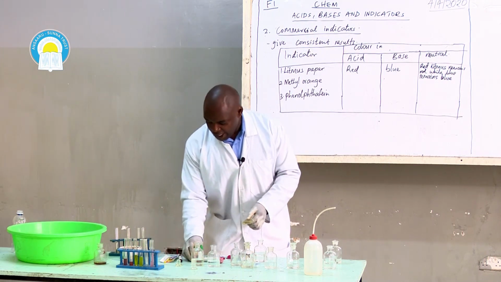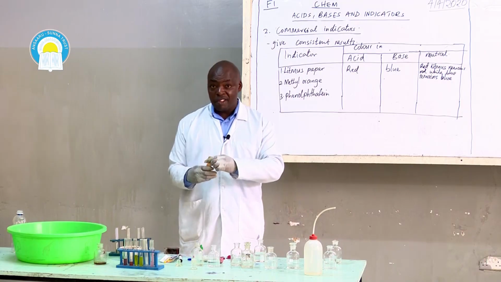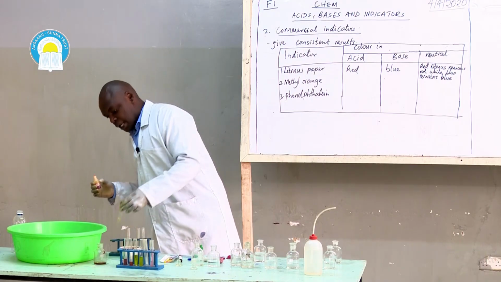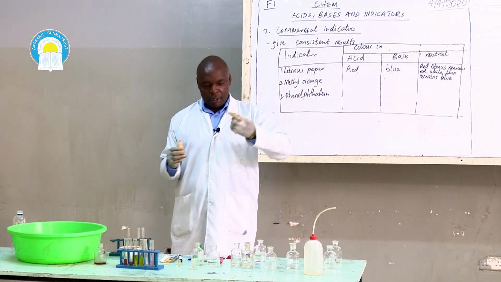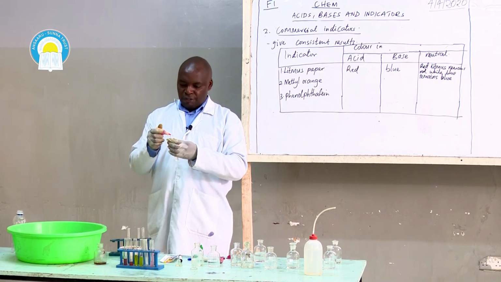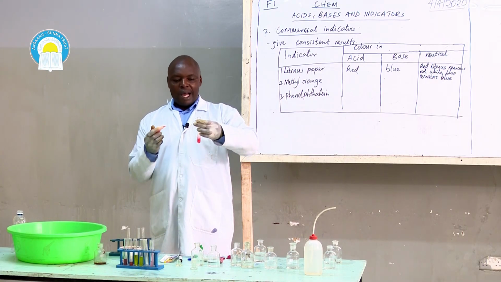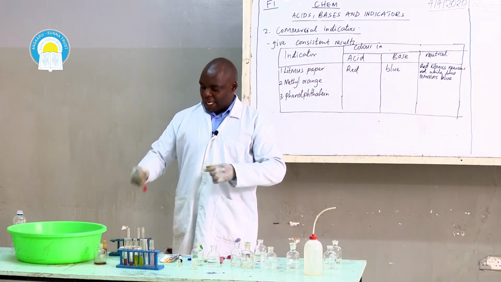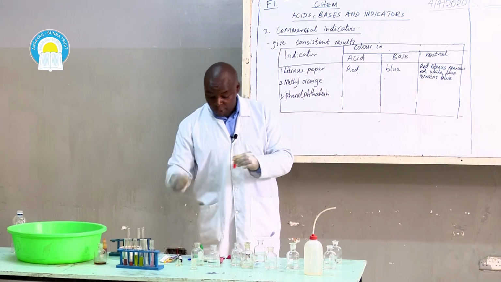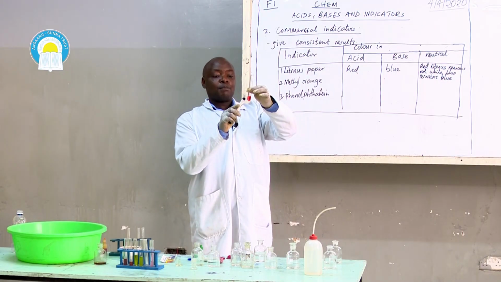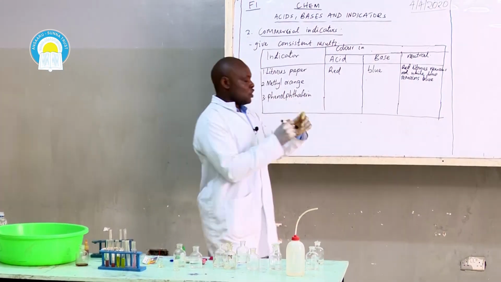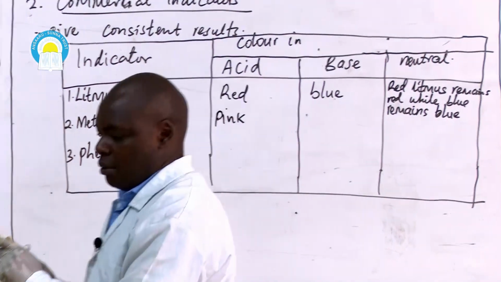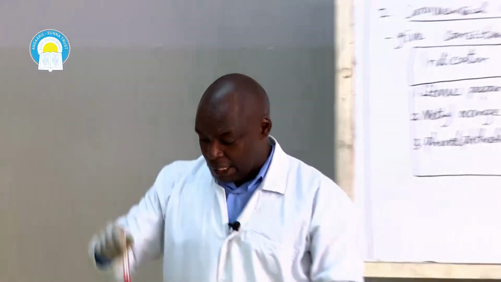That is litmus paper. The next indicator is methyl orange. I have methyl orange indicator. I'm going to use a solution of an acid. You see the solution of propanoic acid, which I had put here. Yeah, you see that the methyl orange indicator shows a pink color in acid.